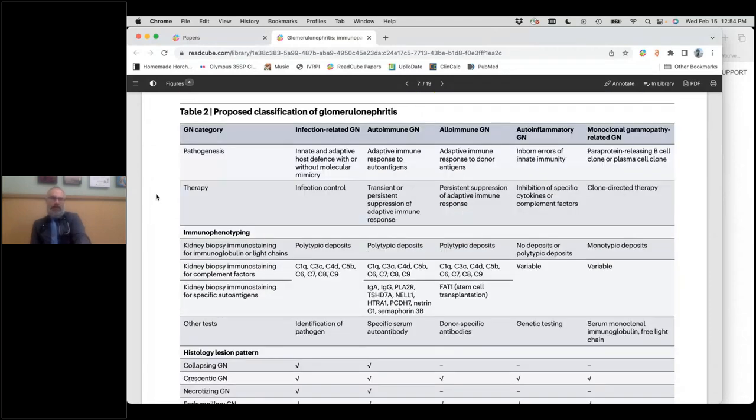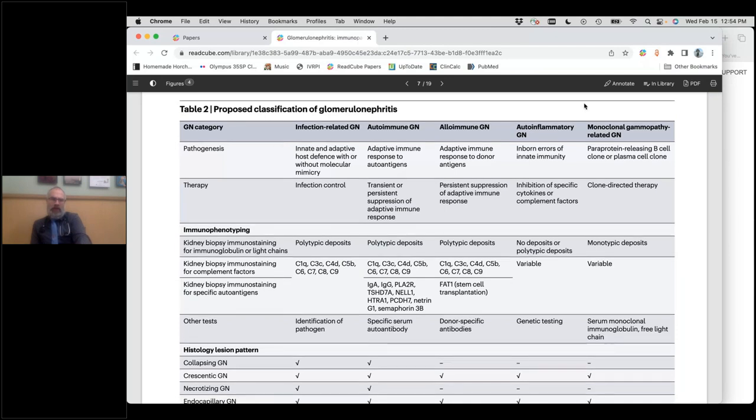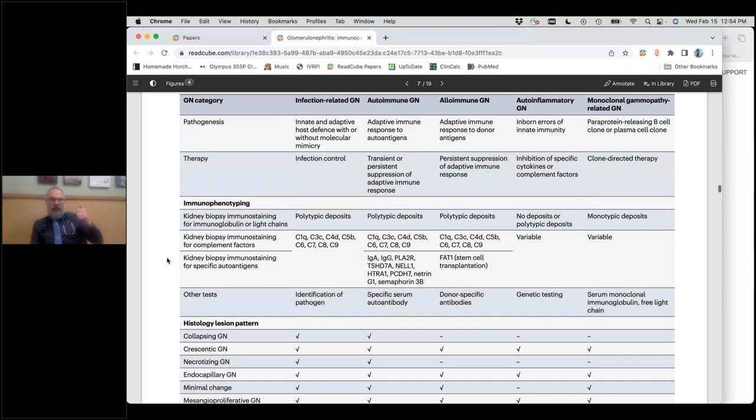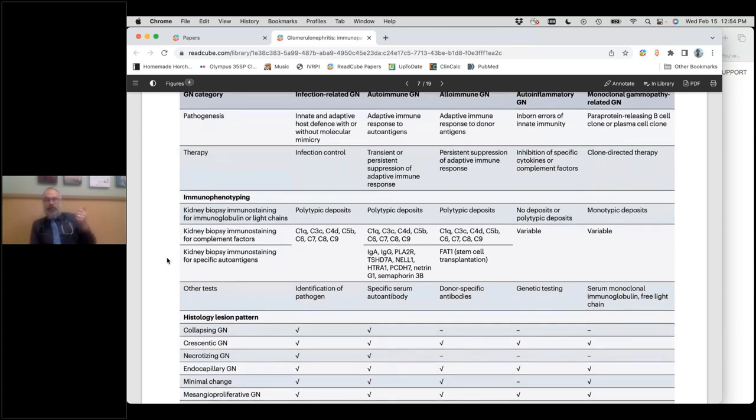I like this table too. So they gave, here are 5 categories that are present, and they summed it up very quickly with their pathogenesis and what the therapy was. But then what I thought was really interesting and exciting about what we can continue to look at is the immunophenotyping that's there. And that's obviously from looking at kidney tissues, but even more so looking at some serologic markers, because that's probably the goal, the end goal.